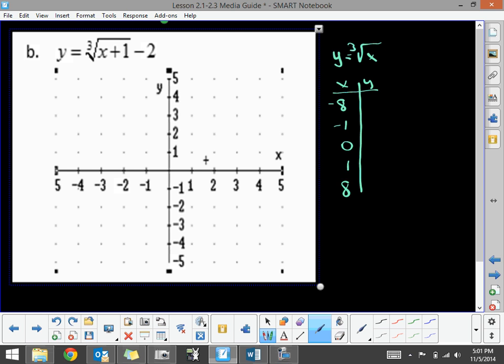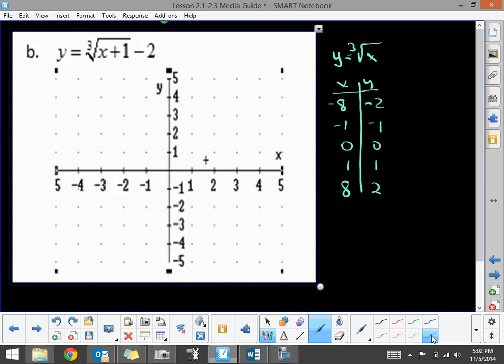Now I talked about having 3 control points. It's a little bit better if you can get a couple more. So I'm going to have 5 control points here. But the cube root of a -8 is a -2. The cube root of a -1 is a -1. The cube root of 0, 1, and 8 is 0, 1, and 2 respectively. So that's what the parent function would look like.